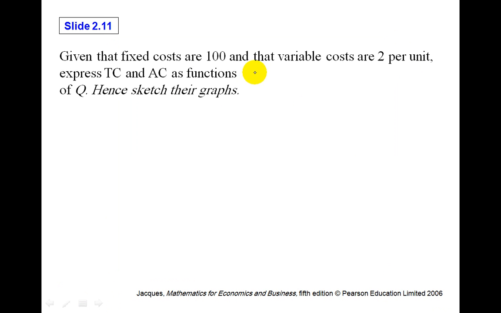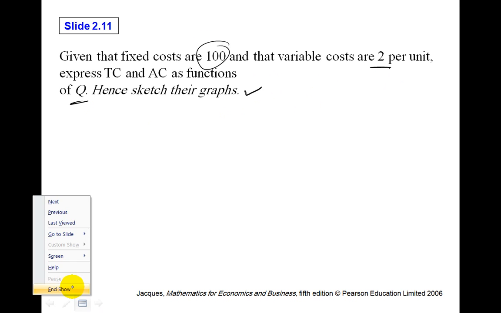The question is saying, given that fixed cost is 100 and that the variable cost is 2 per unit, express total cost and average cost as functions of the quantity and sketch the graph. So you're going to do the same steps like I did before, and if you have any doubt, please you can ask me.